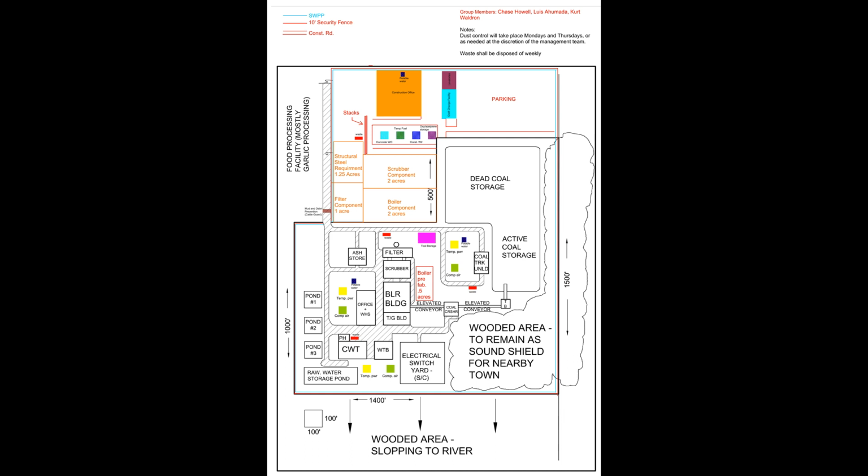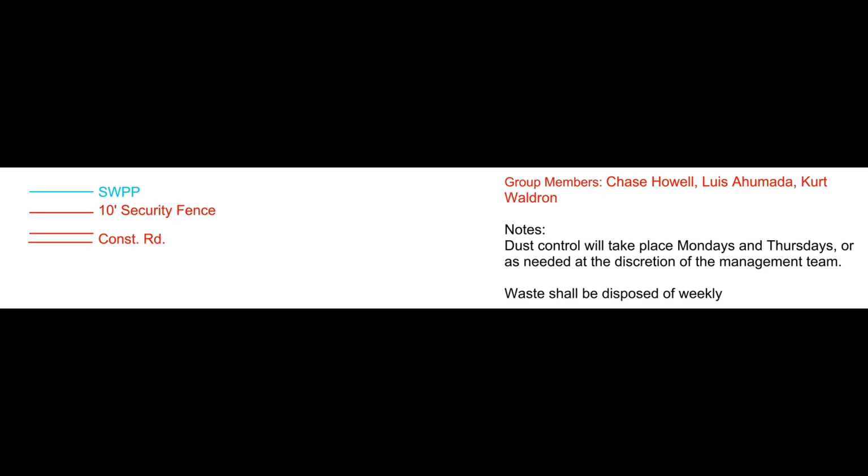We also have waste dumpsters. They're indicated by the red triangle. They're spread throughout the site to encourage cleanup from the subs and make it convenient for everyone to have the trash disposal close to them. And if you look up in the notes at the top of the job site layout, it indicates that the pickup will be at least twice a week.